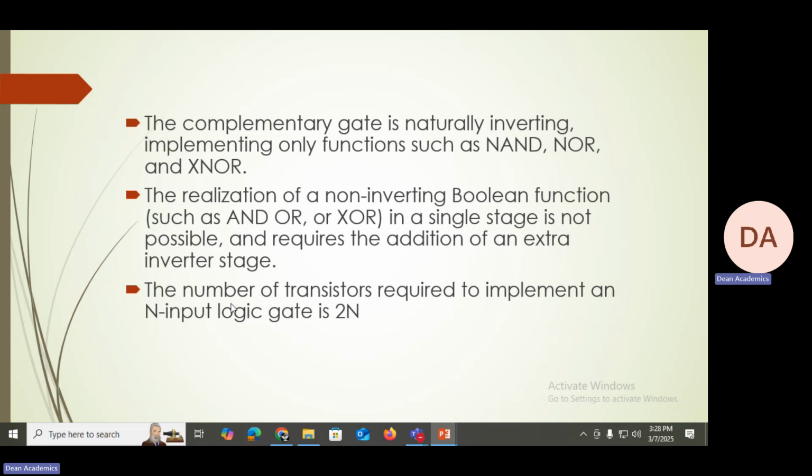Now here another property that we have to mention is number of transistors required to implement n input logic gate is 2 times n. We have seen for a 4 input gate, 4 pull down transistors and 4 pull up transistors, 8 transistors are required. So like that, if n increases, number of transistors required will be increasing. That is the property of this complementary static CMOS design style.